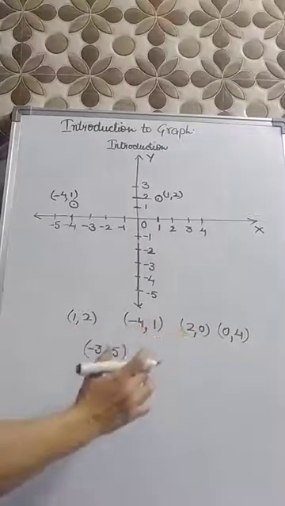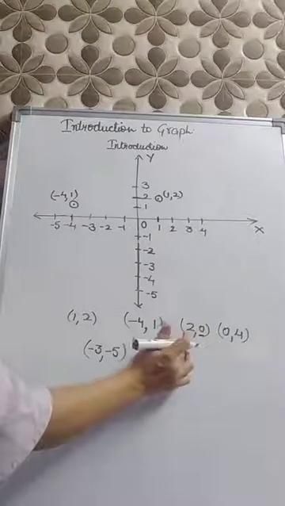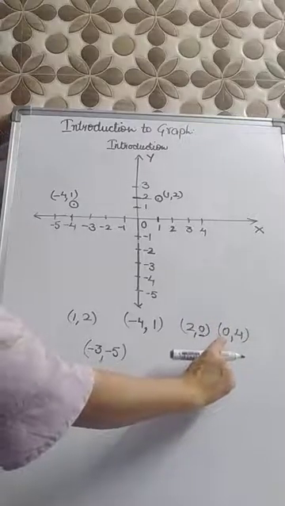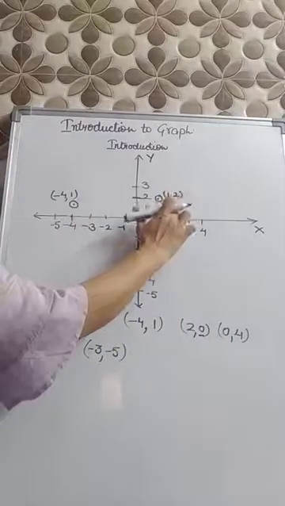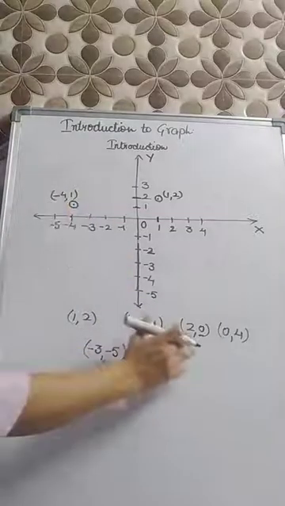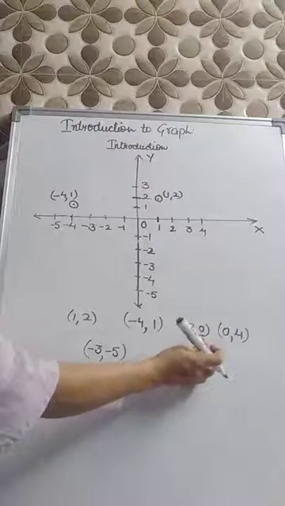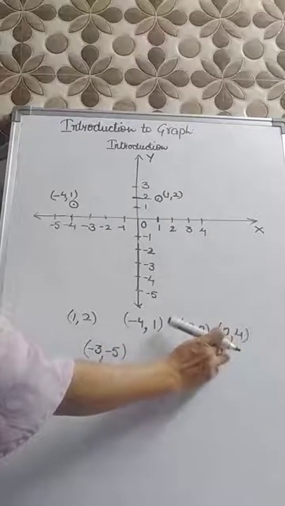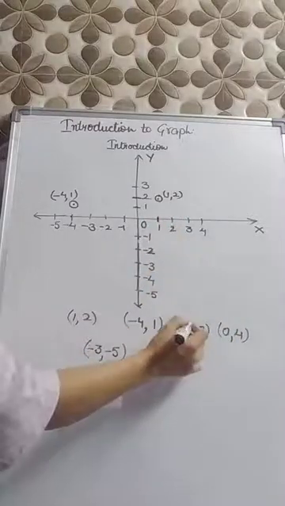Next is 2 comma 0. So I am going to tell you one important thing. Whenever the y coordinate is 0, the point will lie on your x-axis. And when your x coordinate is 0, then the point will always lie on your y-axis. As you can see, this point is lying in your first quadrant, this is lying in your second quadrant, but whenever one of the coordinates is 0, whenever the y coordinate is 0, the point will lie on the x-axis, and when the x coordinate is 0, then the point will lie on the y-axis. So let's draw this point 2 comma 0.